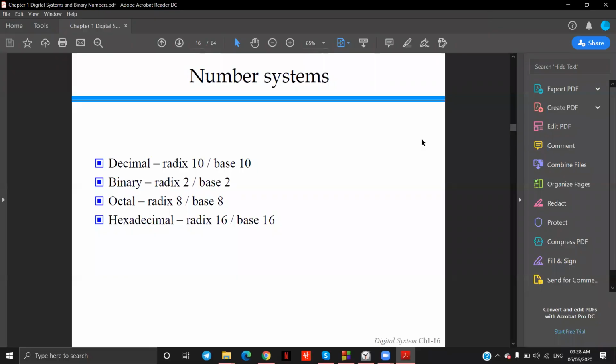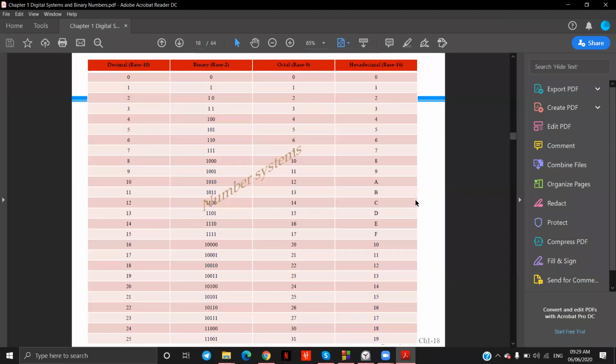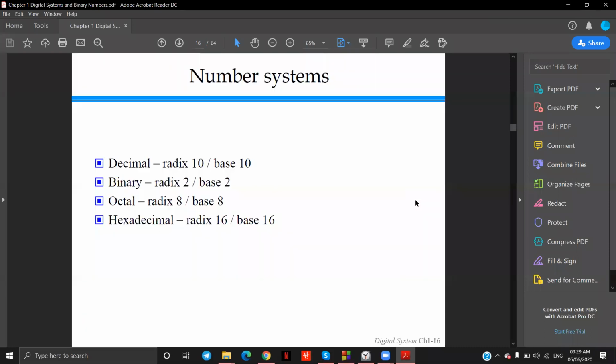So now we are going to start our number system. There are four number systems we are going to discuss. First one is decimal, which is base 10; binary, which is base 2; octal, which is base 8; and hexadecimal, which is base 16.